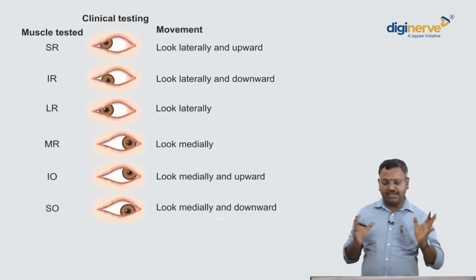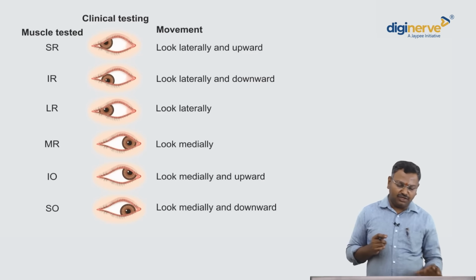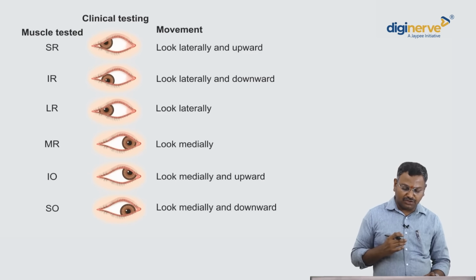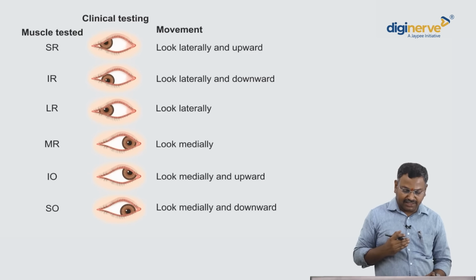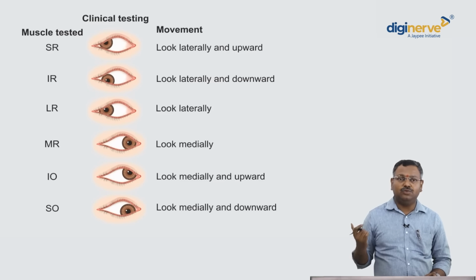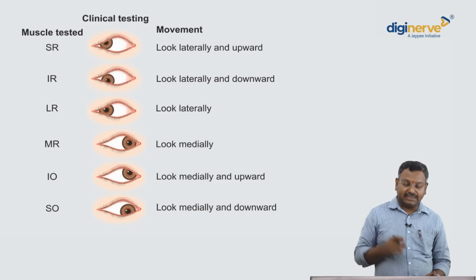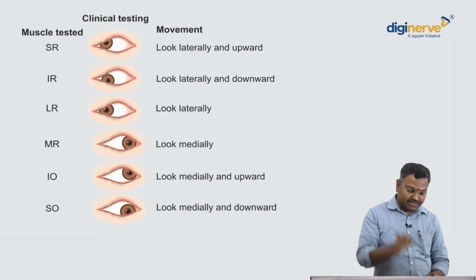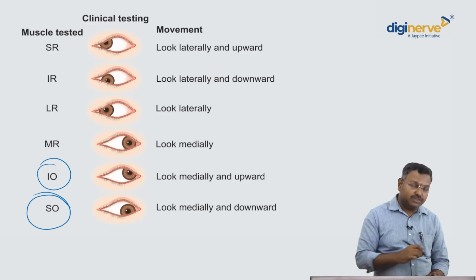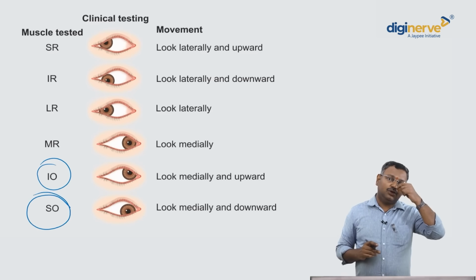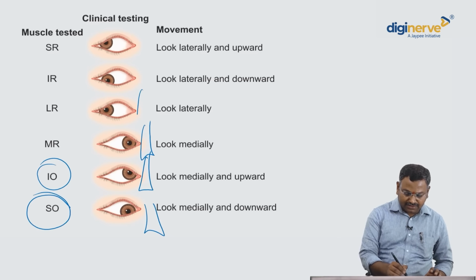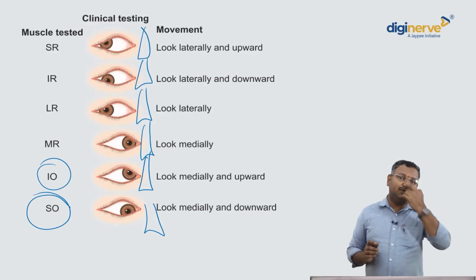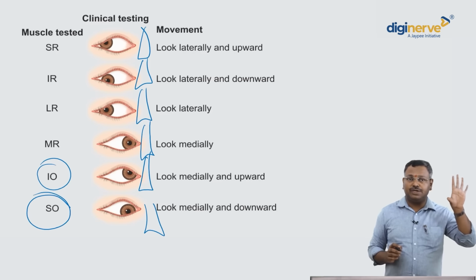If you look at the primary movement where you check, for superior rectus you ask the patient to look laterally and upwards. So laterally and upwards, that is superior rectus that you are seeing there. Inferior rectus is laterally and downwards. Look laterally is lateral rectus, look medially is medial rectus. In the medial position, looking up is inferior oblique and looking down is superior oblique. So for superior oblique, you are looking at the tip of your nose. So remember, the nose is here, this is the position of the nose. You are looking at the tip of your nose, you are looking at the superior oblique.